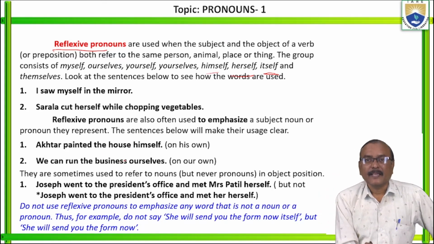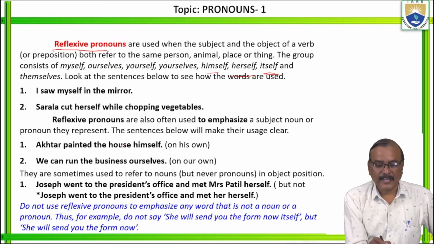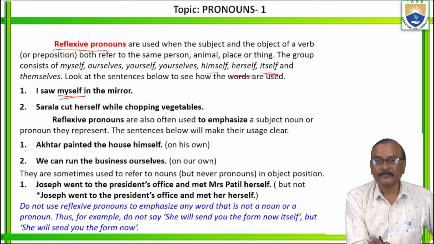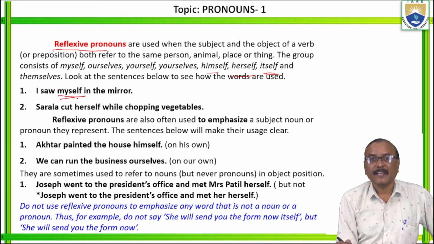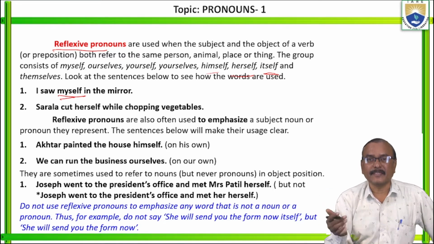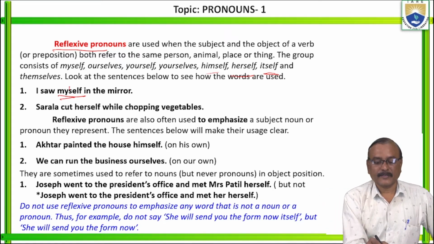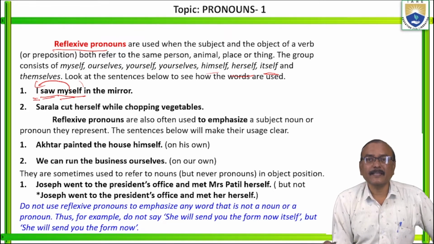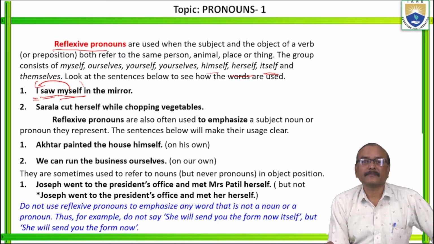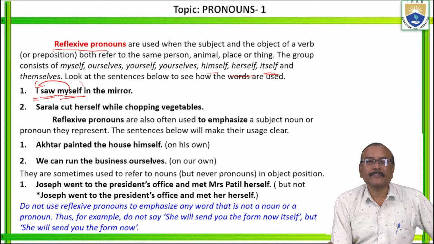I saw myself in the mirror. I saw whom? Not somebody. I saw him, I saw her, not somebody. I saw myself only. Here the result of this action reflects back onto the subject. That's why it is called a reflexive pronoun. I saw myself in the mirror.